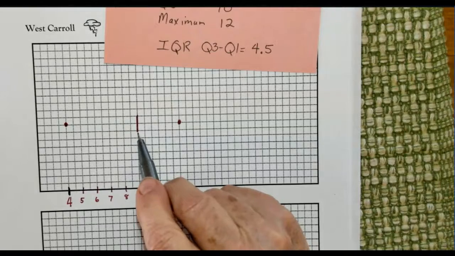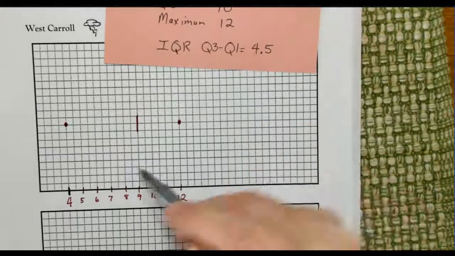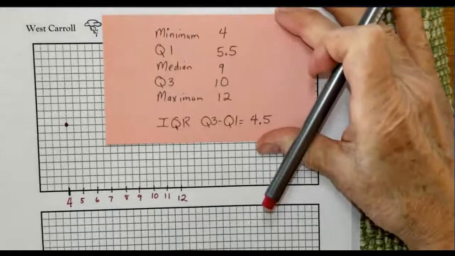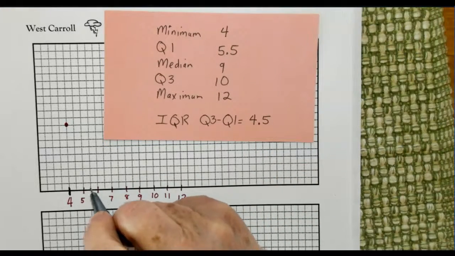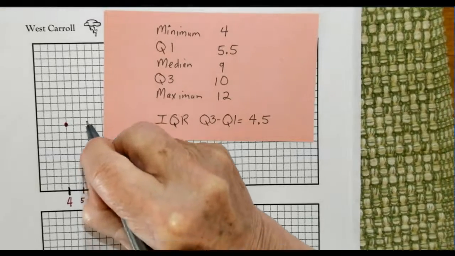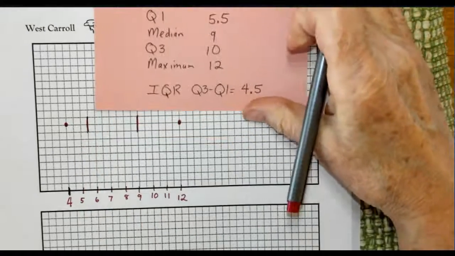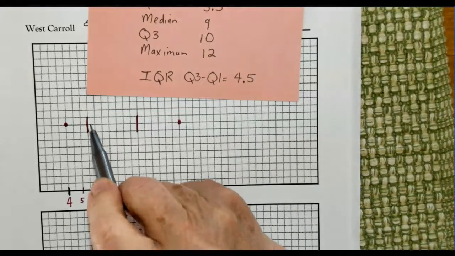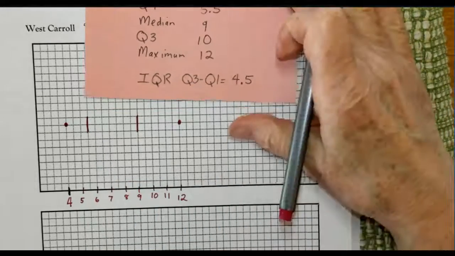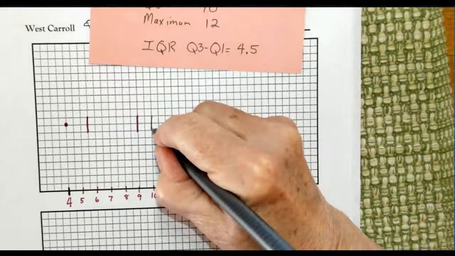Then the next point that I want to plot is Q1, which is at 5.5. Okay, so this is 5, this is 6. 5.5 is right on that line. And I'm going to make another vertical line at 5.5, and it goes up and down. All right, then my Q3 is 10, so I'll make a vertical line at 10.